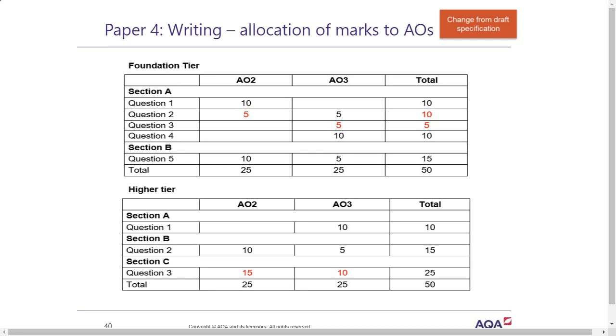At higher tier, the number of AO2 marks in question 3 has reduced to 15 from 20, and the number of AO3 marks increased to 10. We feel this is a really good balance because it means that the weighting of AO2 and AO3 across both of the papers is equal and more student-friendly, in that accuracy is much more manageable in writing than in speaking because students can reflect on what they've written.